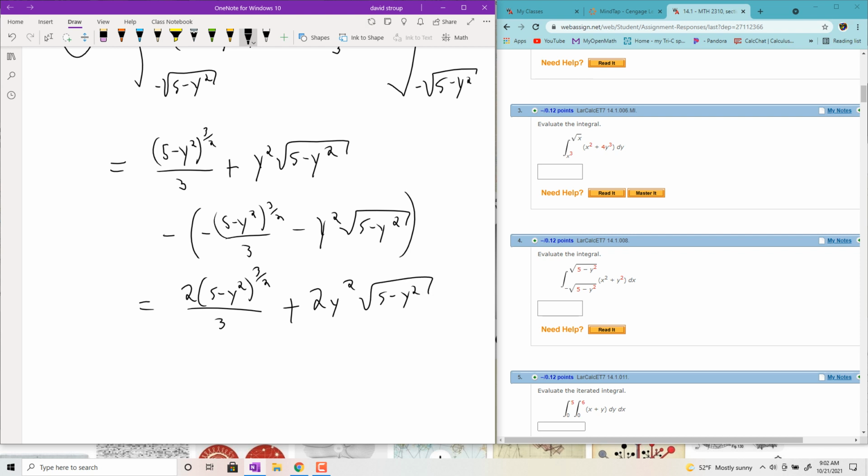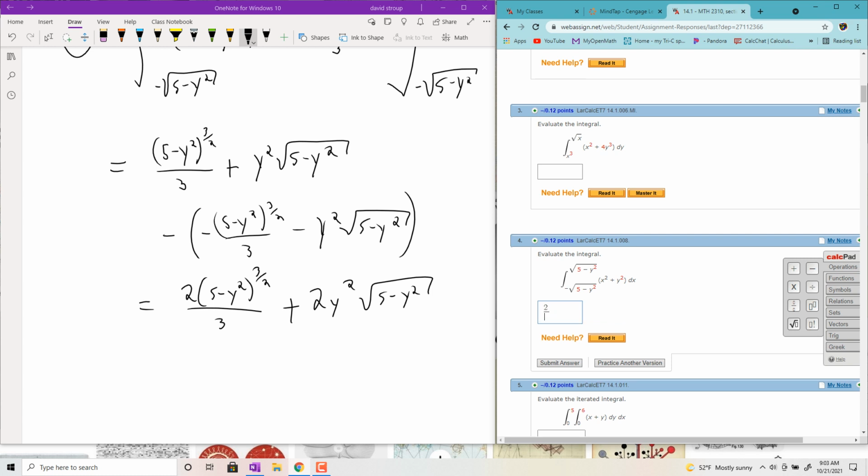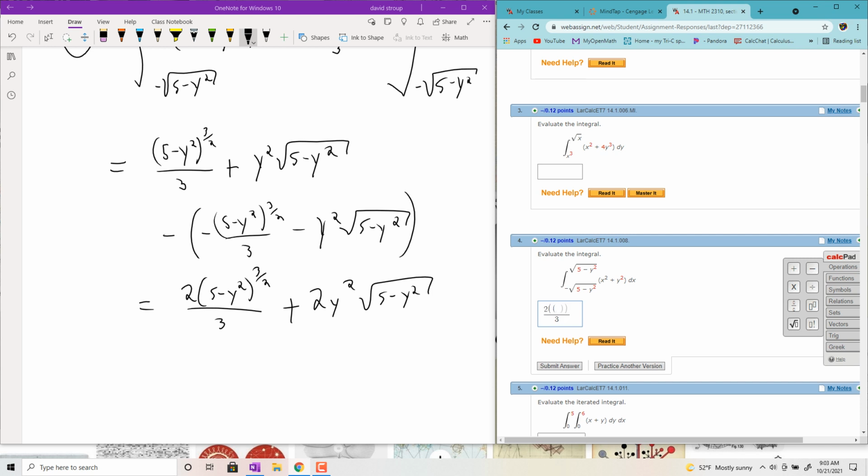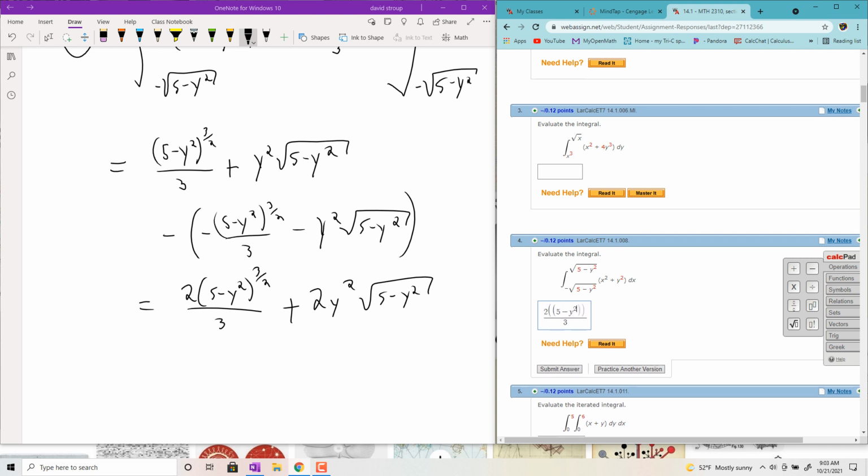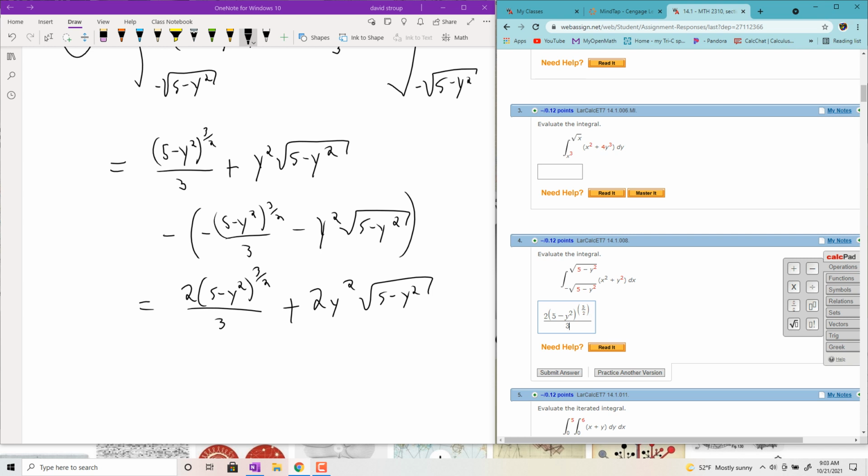Okay, let's plop that in just to make sure I'm right. So 2 thirds of 5 minus y squared to the 3/2, plus 2y squared times the square root of 5 minus y squared. And then, yeah, that's it.